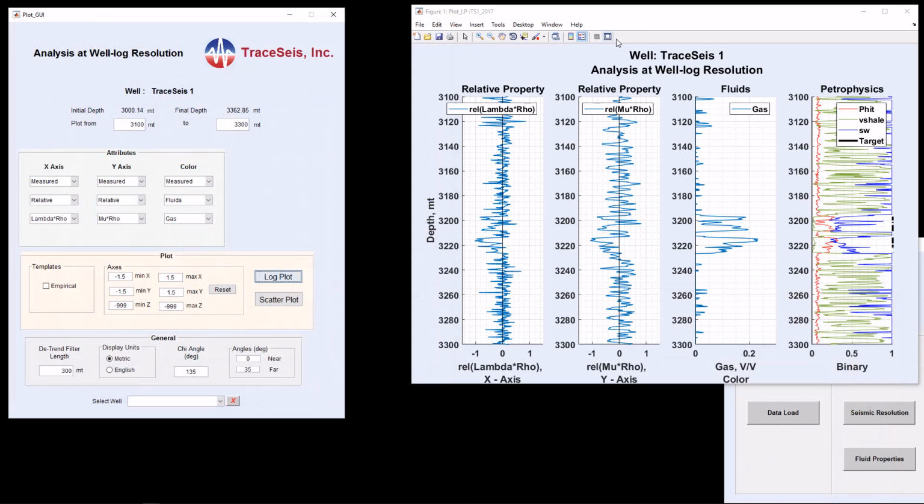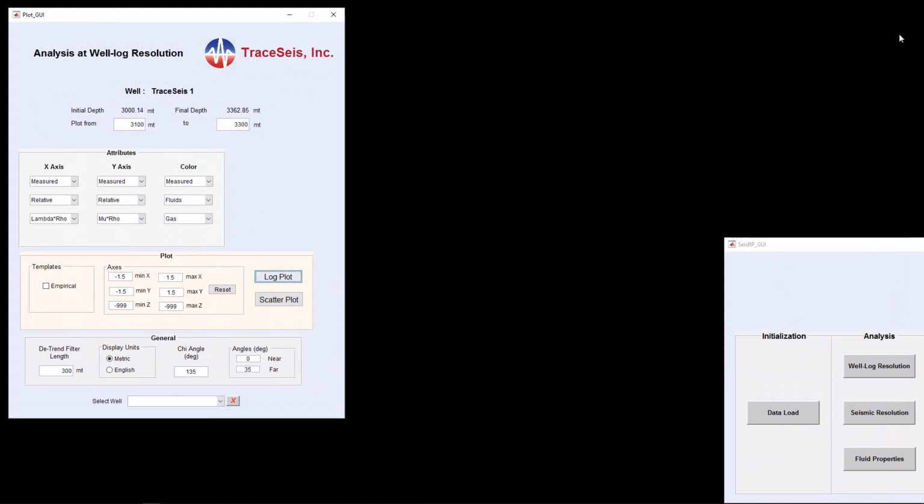And with this we conclude this clip, this presentation, and as I mentioned at the beginning of the clip, this is going to be complemented with the analysis at seismic resolution, in which we're going to make similar analysis with synthetic data. Thank you.